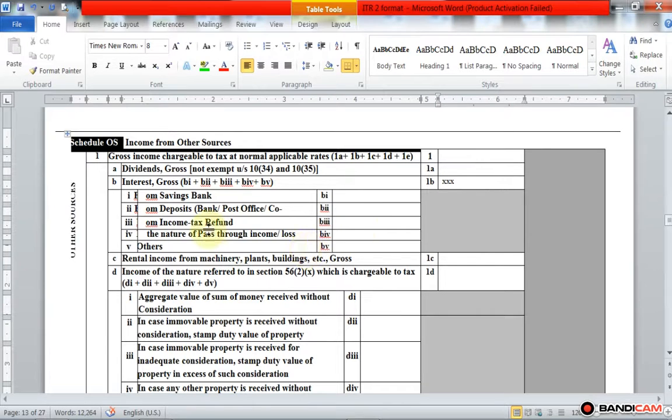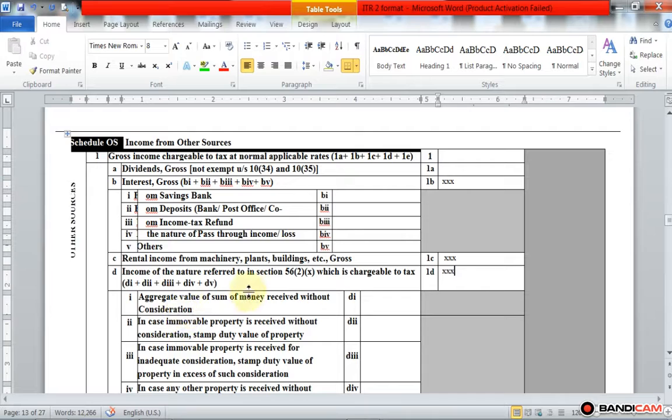Then rental income from machinery, plant, building, etc., gross. It means if the SEC has provided machinery on lease or on rent to another person, then rent received from that particular machinery or plant is taken into consideration in the 1C column. Then income of the nature referred to in section 56 subsection 2(x), which is chargeable to tax, is taken into consideration here.